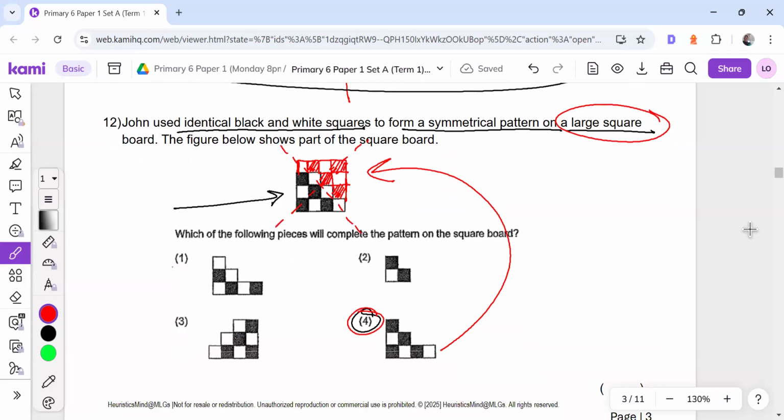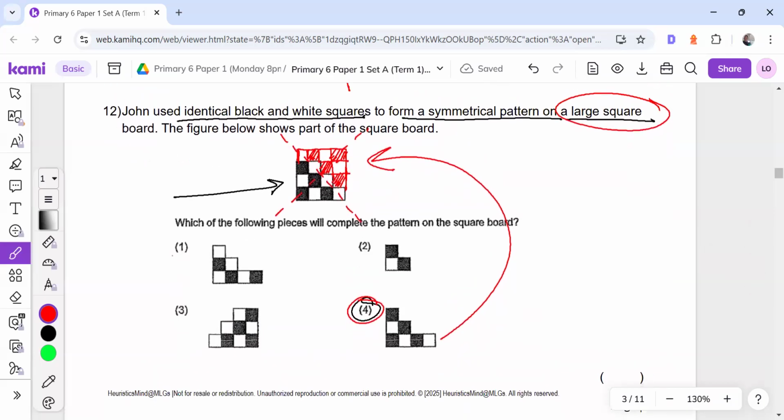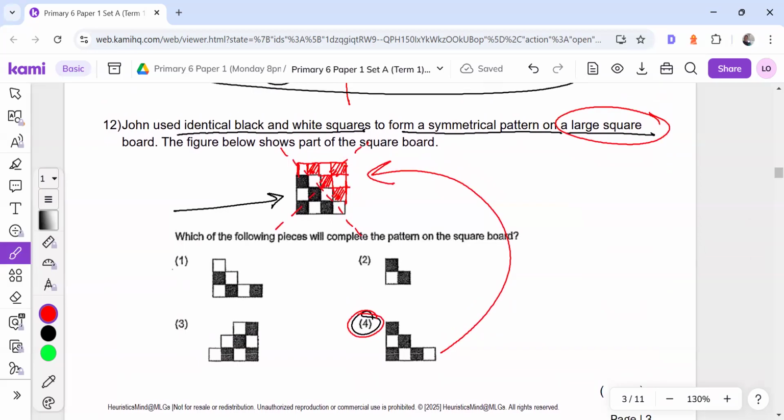You just have to know that you need to form a square, and then you draw a square, and then just go and do shading on the squares. Okay, question 13.